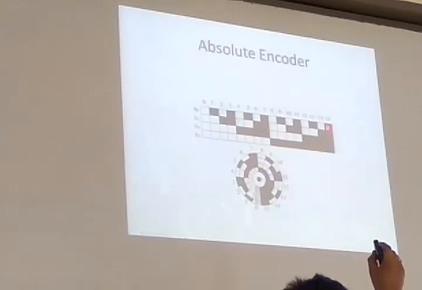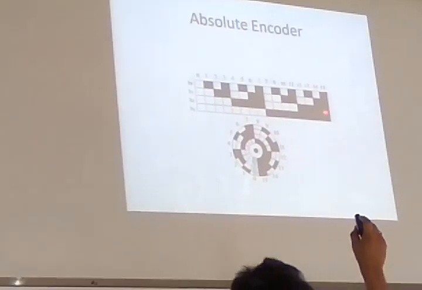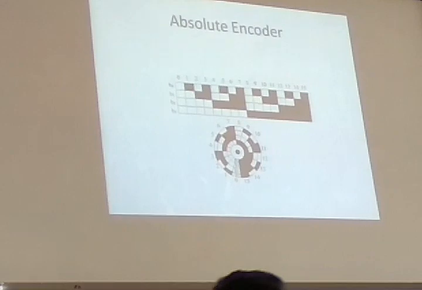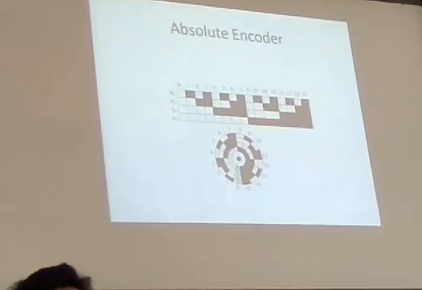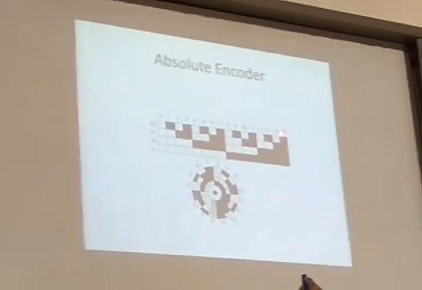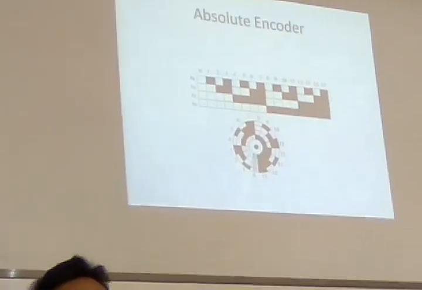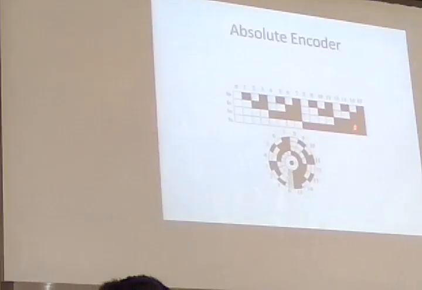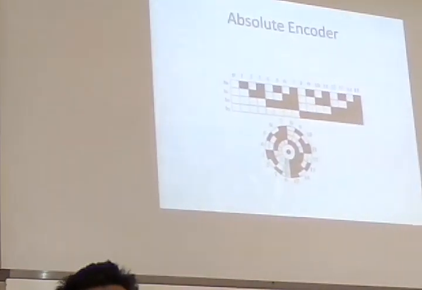Opaque means zero, isn't it? Opaque means zero. The light will not come there. So zero, zero, zero, zero. All four bits zero. So what will be the output? Zero, zero, zero, one. You have to read from the bottom, not from the top. Zero, zero, zero, one. There is only one transparent, so I will get one.